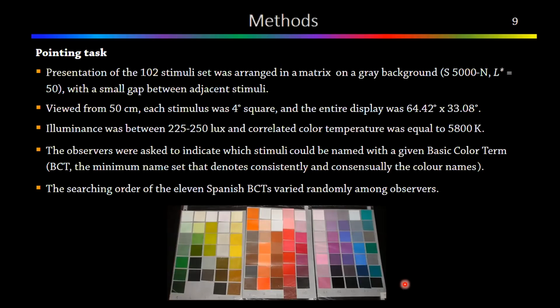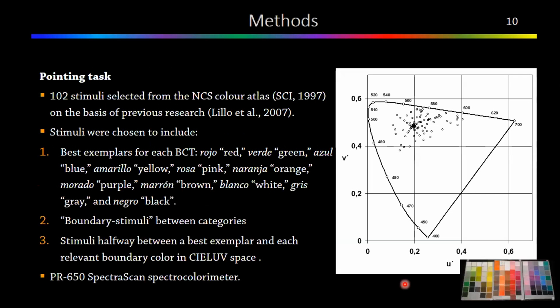The searching order of each basic color term was varied randomly among observers, and the 102 stimuli were selected from the NCS Color Atlas from a previous research, and we had 3 intentions with this selection. First, we wanted to have the best exemplar of each basic color term. I will talk about these basic color terms from Spain in English to be more clear with all of you. So they were the best exemplars of red, green, blue, yellow, pink, orange, purple, brown, white, gray, and black. Then we selected boundary stimuli between these categories of basic color terms, and then we selected the stimuli halfway between the best exemplar and its relevant boundary in CIELAB space.